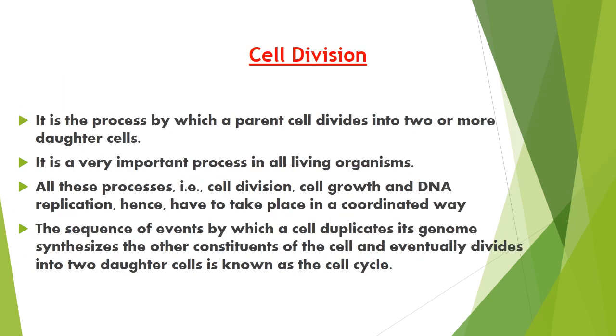Cell division. It is a process by which a parent cell divides into two or more daughter cells. It is a very important process in all living organisms. All these processes, like cell division, cell growth and DNA replication, hence have to take place in a coordinated way. The sequence of events by which a cell duplicates its genome, synthesizes the other constituents of the cell and eventually divides into two daughter cells is known as the cell cycle.